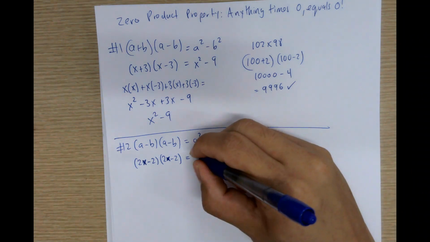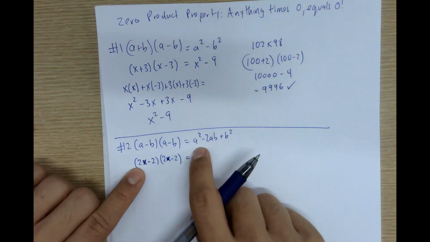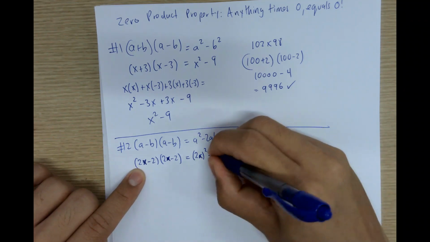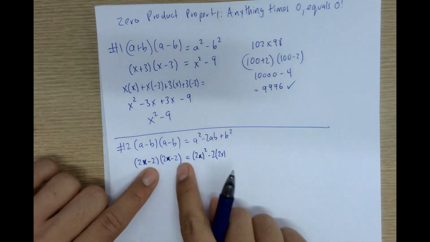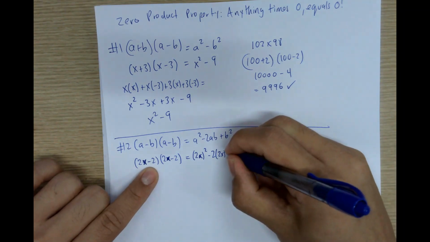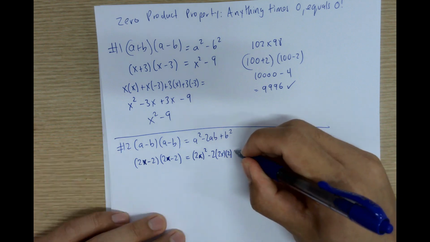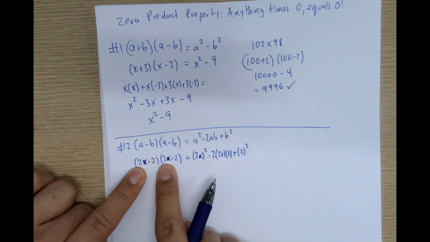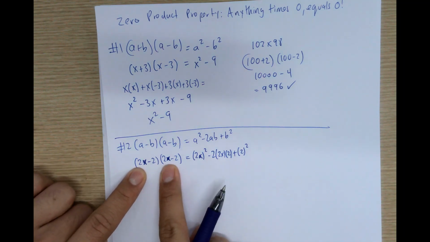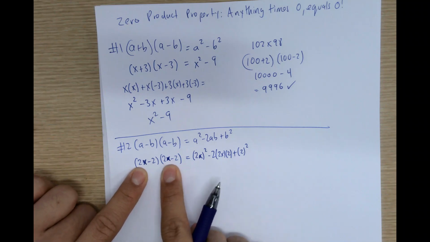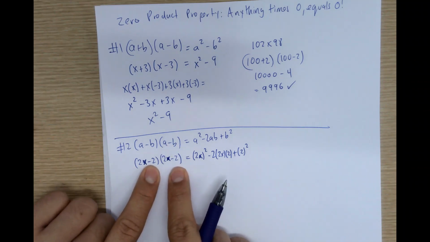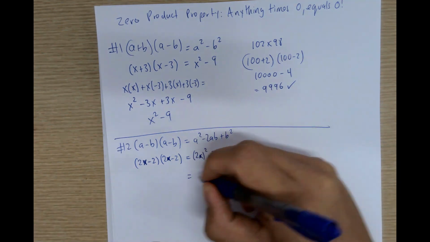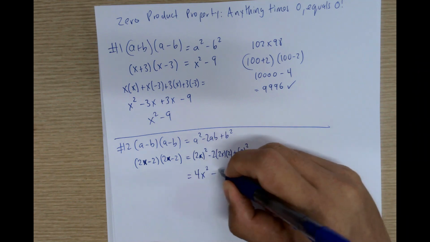So what's happening here is that I'm going to replace the a squared with 2x squared, minus 2 times 2x, and I'm going to replace the b with positive 2, plus 2 squared. So again, I'm replacing the a's with 2x, and I'm replacing the b's with 2. What I would get is 4x squared minus 8x plus 4.